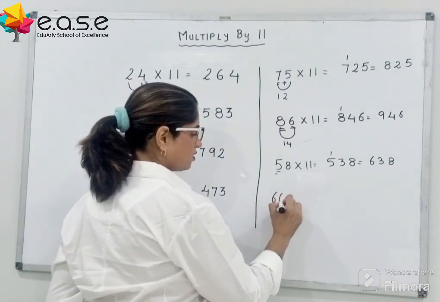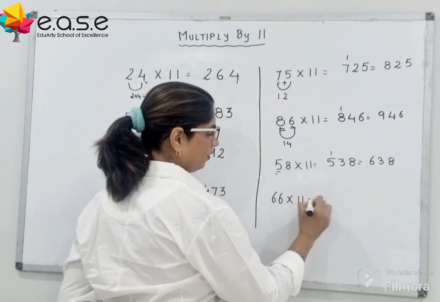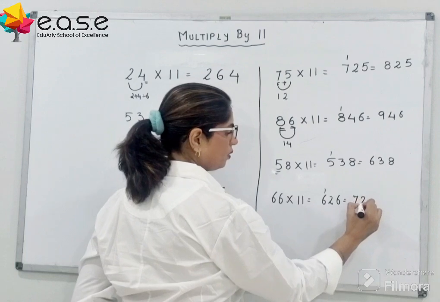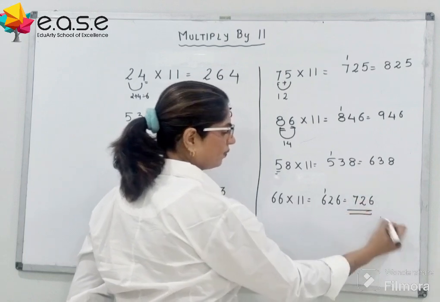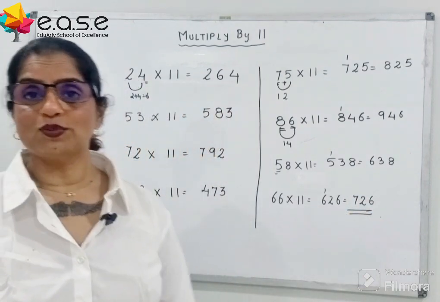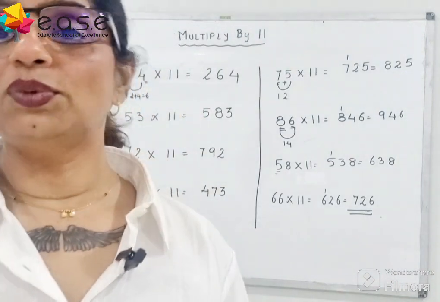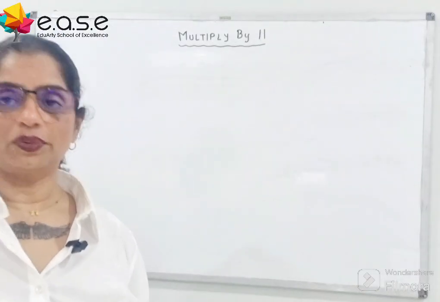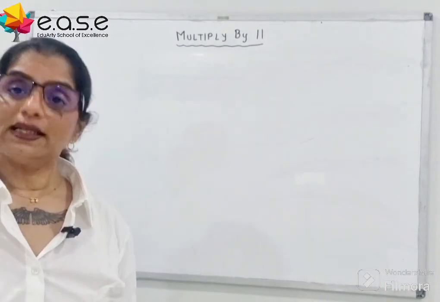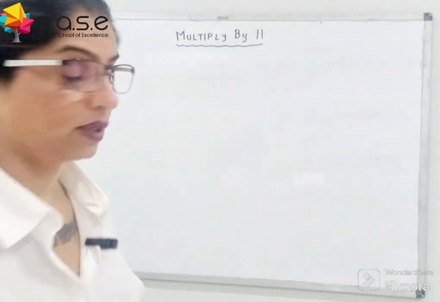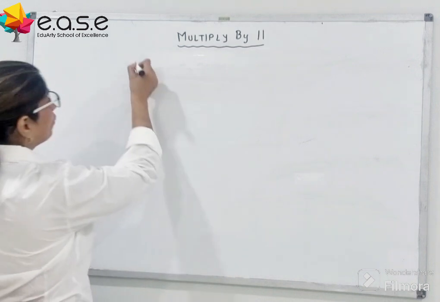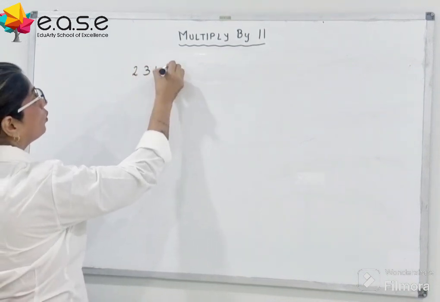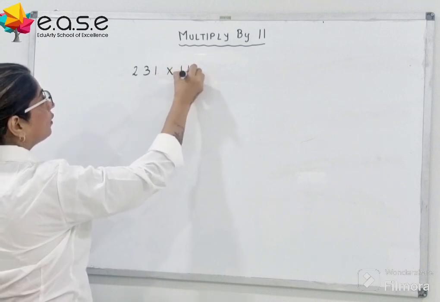Okay, let us say you have 66 multiplied by 11. 6, 12, 6. 726. Getting it? So it's way too easy to multiply than what we actually do in the conventional way of multiplying. So, this was double digit. Let's see how to handle a triple digit. Okay. For example, if you're going to have 231 and you want to multiply this with 11.